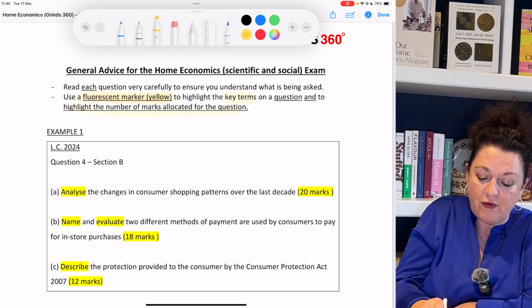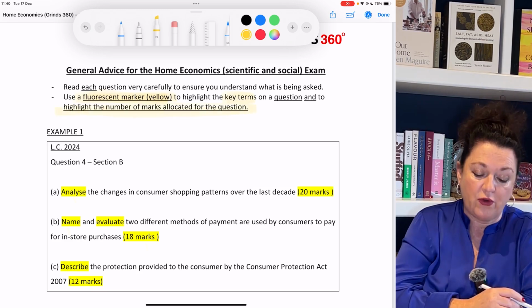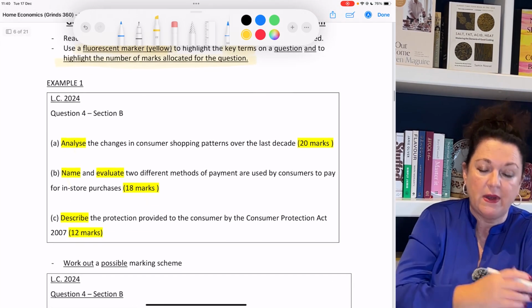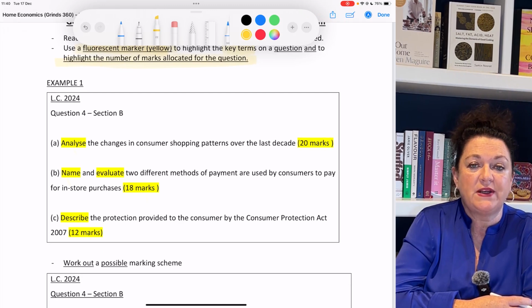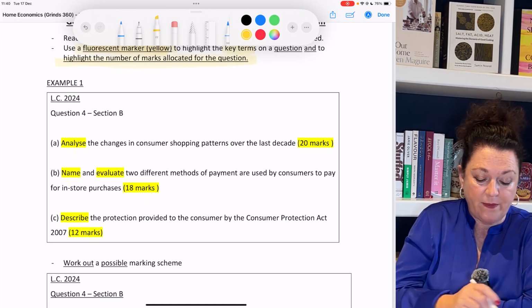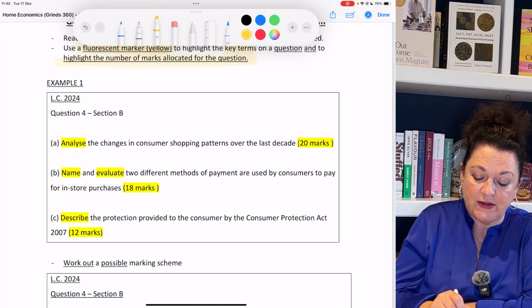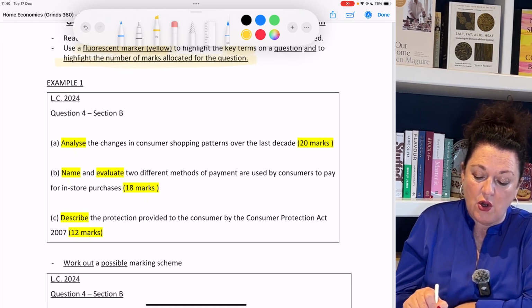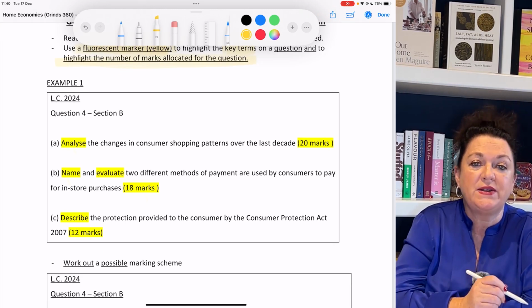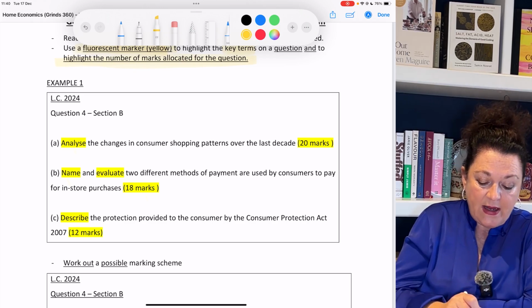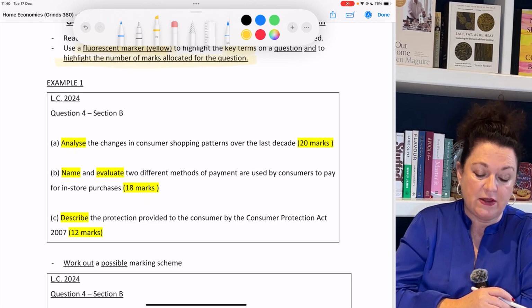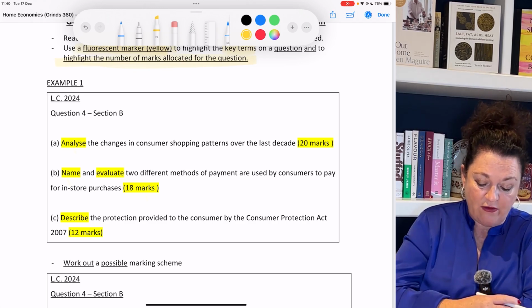Also highlight the number of marks allocated for the question. For example, I've taken question 4 from section B 2024. Note I've highlighted here in yellow, analyse changes in consumer shopping patterns over the last decade, 20 marks. Name, evaluate, 18 marks. Describe, 12 marks.